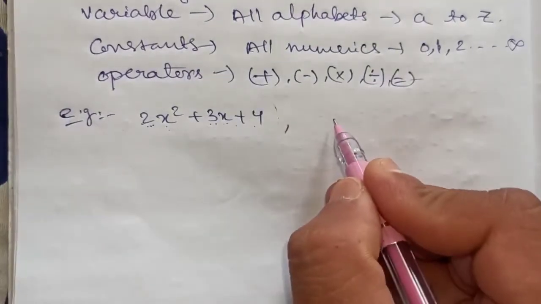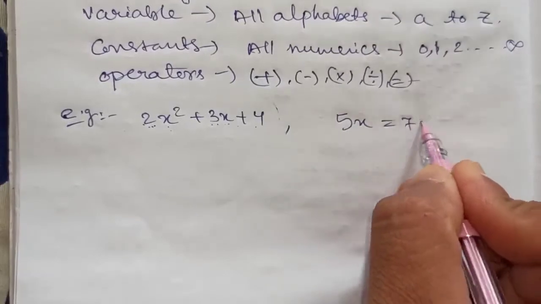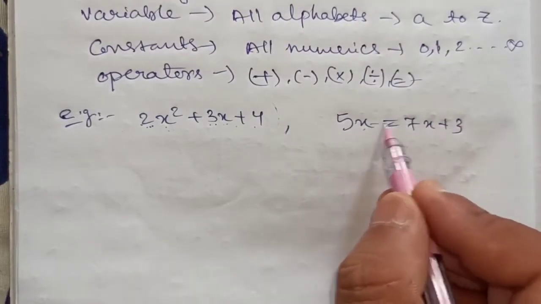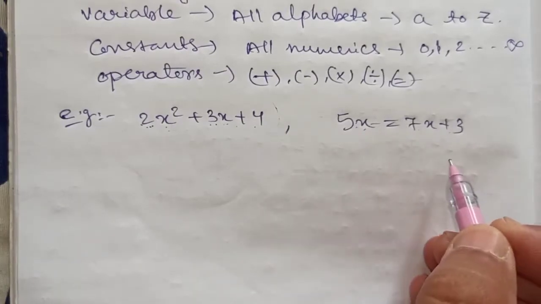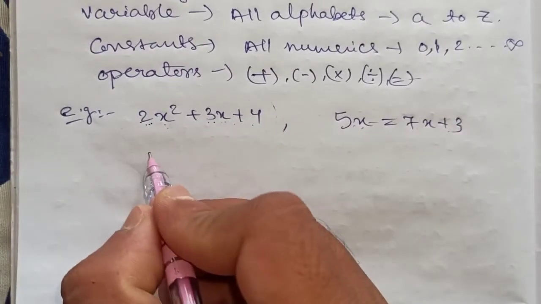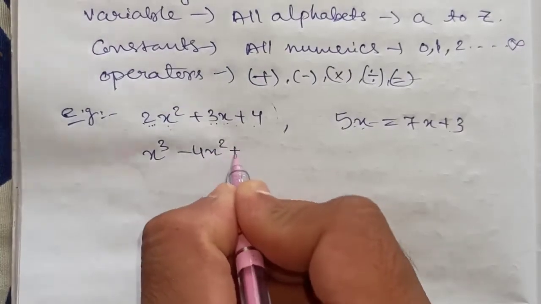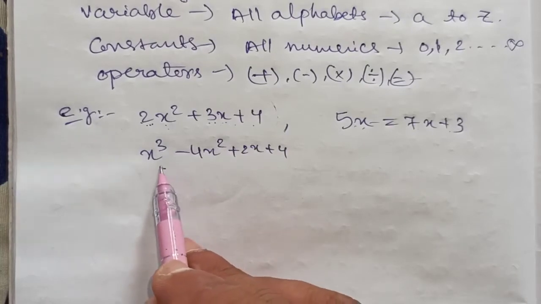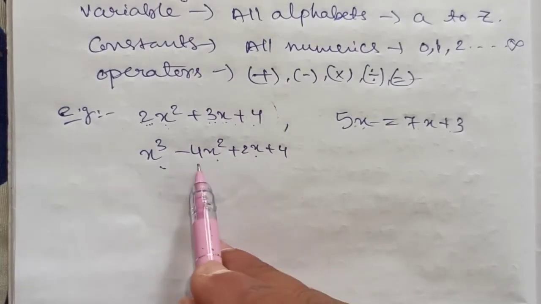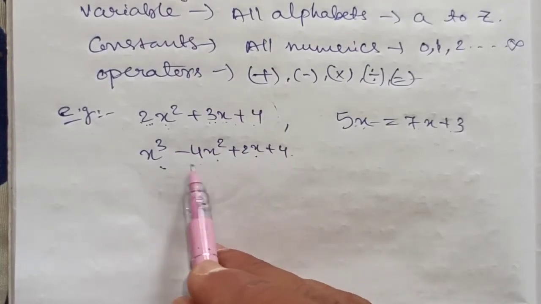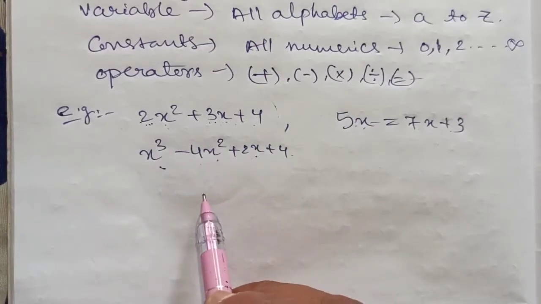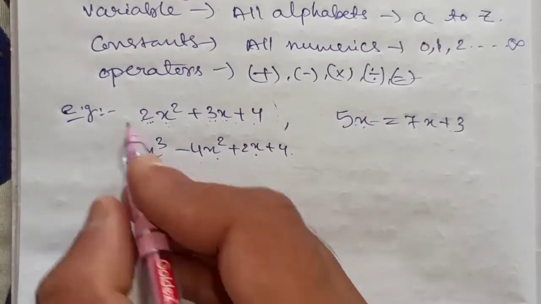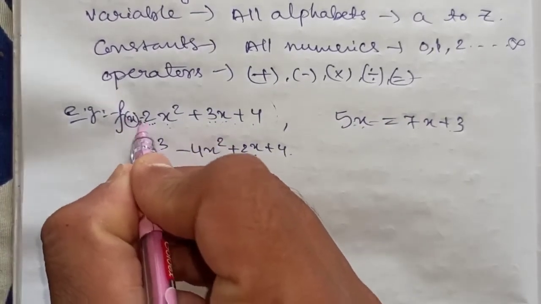One more example. Suppose 5x equals 7x plus 3. This is also a polynomial, because on both sides we have x and numbers. Then suppose I write x cube minus 4x square plus 2x plus 4. This is also a polynomial. Why? Because there are variables, x is there, there are numbers, and by using some operators we have written this expression.